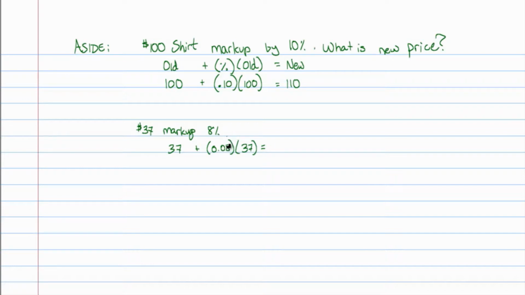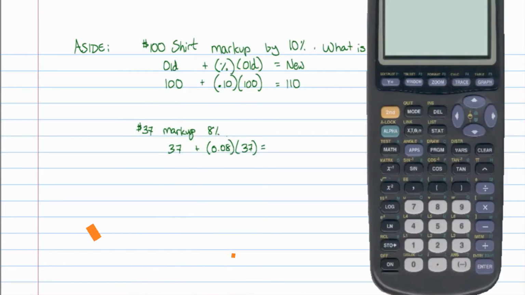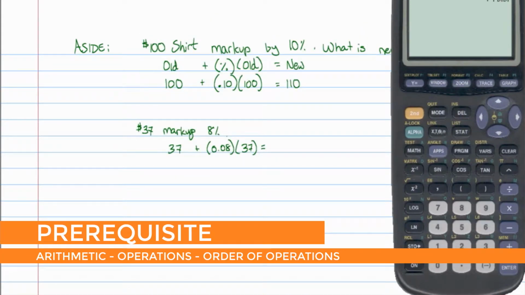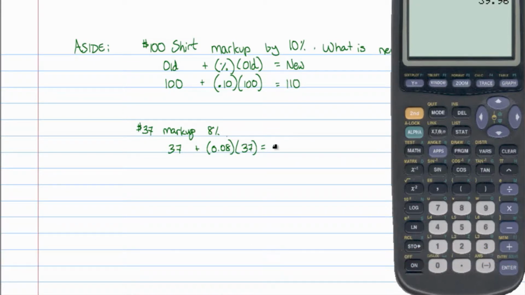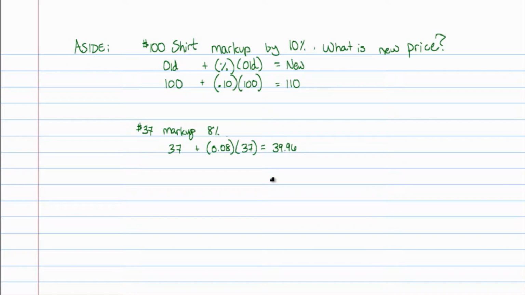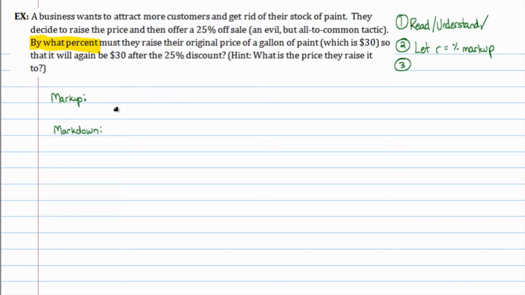Now that I've started that, I have to actually finish it to find out what the actual price is. So let me go ahead and do that. What is it? 37 plus 0.08 times 37, 39.96. Okay, I had to do that just because I have to finish problems. So that's how you figure out markups, is that you have an old price plus a percentage of the old price becomes the new price. So let's go ahead and do that. The markup here, we have this old price, and we're going to do a certain percentage of the old price to become the new price.